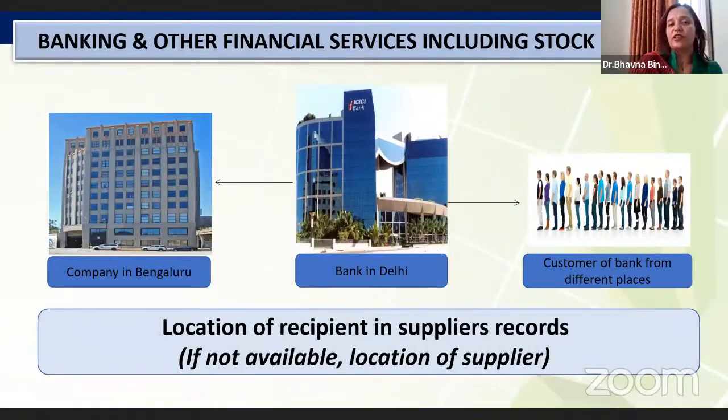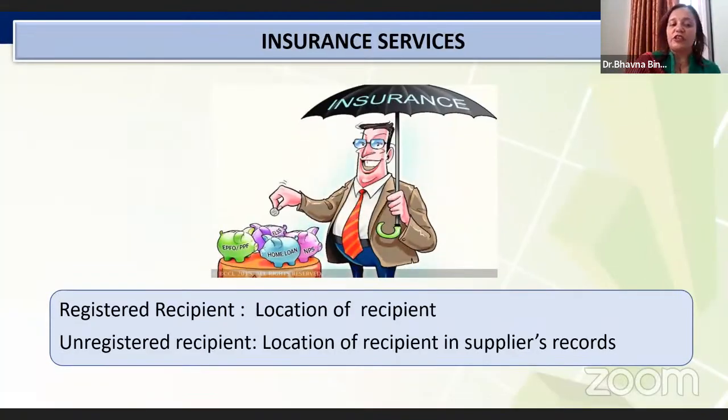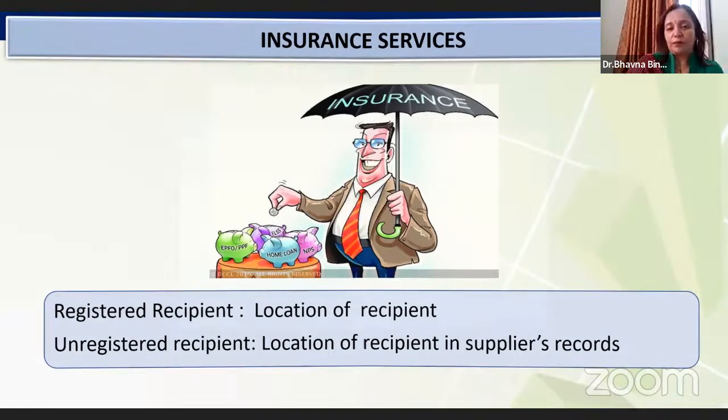If any services related to banking and other financial services, अगर आप बैंक से कोई सर्विस ले रहे हो और उस बैंक में आपका अकाउंट है, तो जो एड्रेस आपकी लिखी हुई है, that would be the place of supply. आप ऐसी बैंक से सर्विस ले रहे हो जहां पे आपका अकाउंट नहीं है, तो जो बैंक की एड्रेस है, that would be the place of supply. अगर आप इंश्योरेंस सर्विस लेते हो, if you are registered, location of the recipient. If you are unregistered, location of the recipient in the supplier's record.